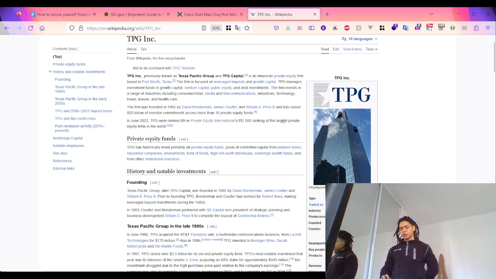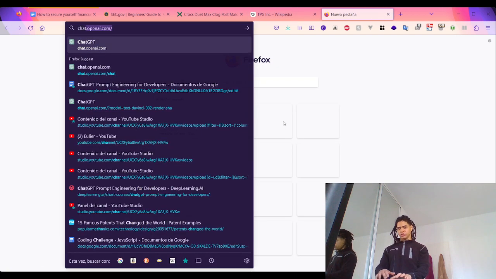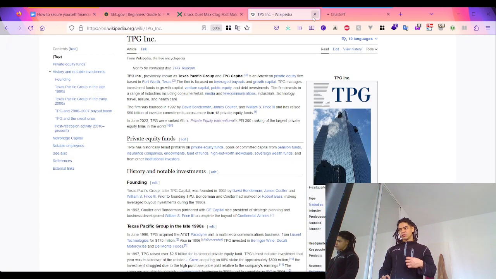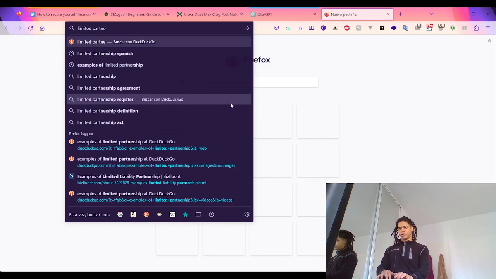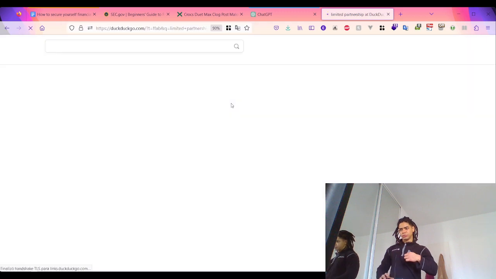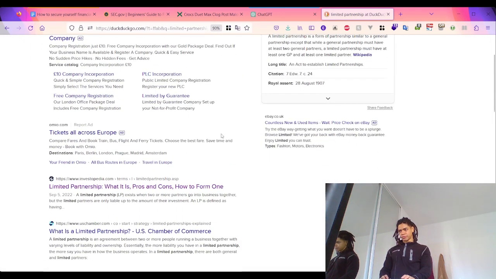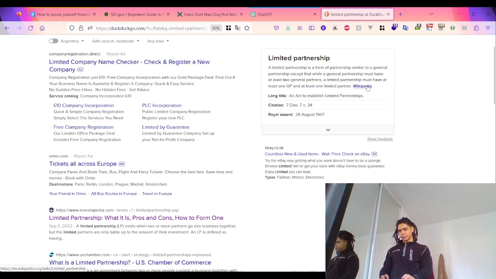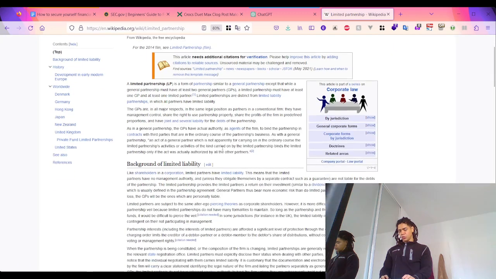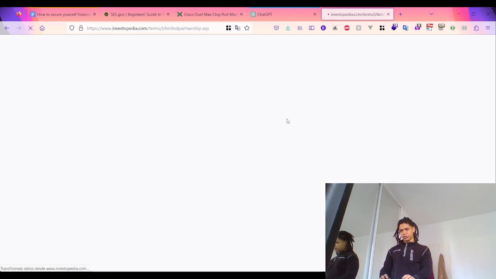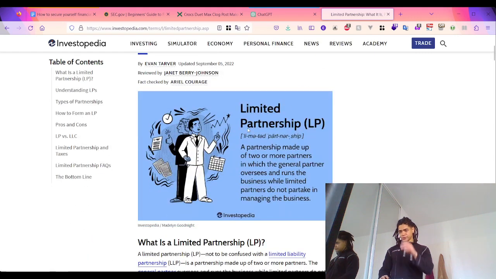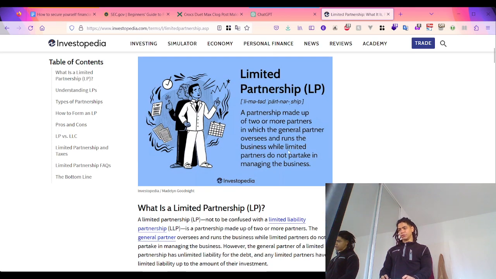So with this limited partnership, which is something that I asked ChatGPT about, what is a limited partnership? It is a partnership made up of two or more partners, in which the general partners oversee the rounds.